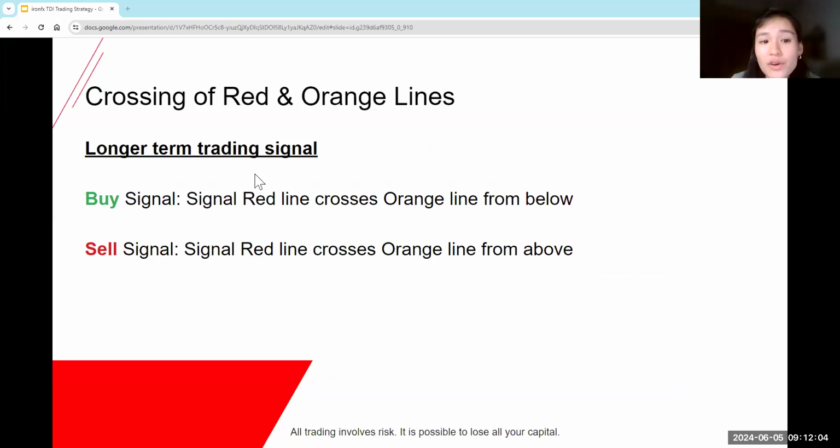Okay, now crossing of red and orange lines. So these are longer term trading signals. Your buy signal occurs when your signal red line crosses the orange line from below. Sell signal occurs when your signal red line crosses the orange line from above.